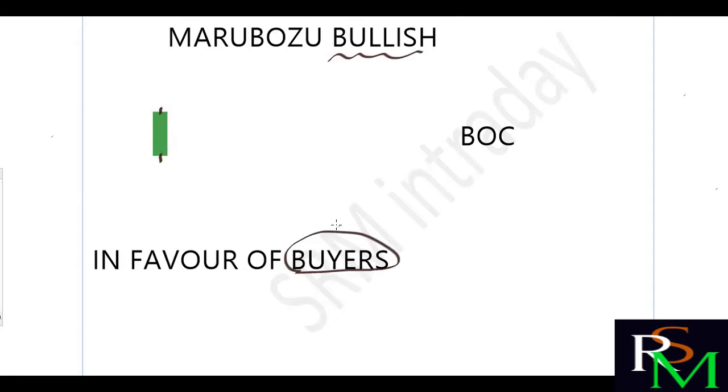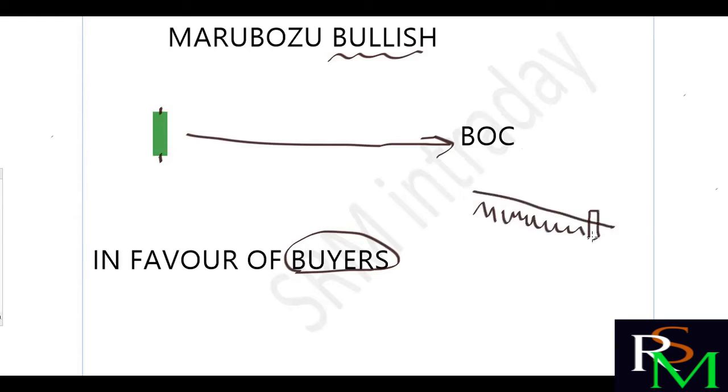But I already told you so many times, my dear friends, at every location of the chart you cannot take this candle as positive or in favor of buyers. Only at a perfect location should we consider this. What is that location? Only at the breakout. This is a breakout candle, BOC. For example, the market is moving like this, and suddenly one breakout happens with this Marubozu candle. I can consider it a perfect breakout.